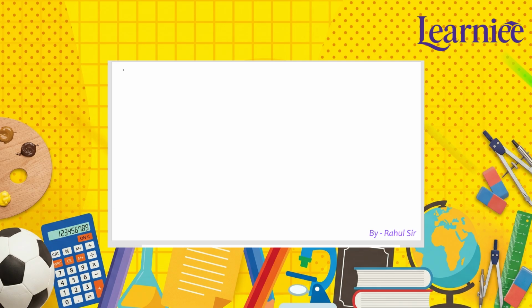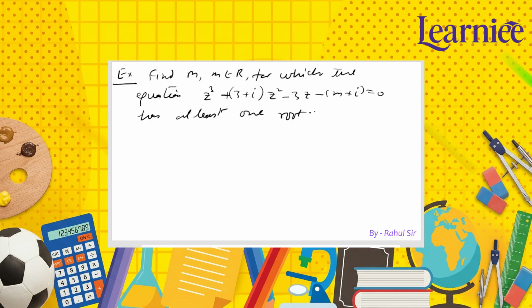So this is how we take the square root, using the concept of polynomial. Let's take some very good examples of the polynomial, and that will help you to solve some of the problems. Okay, so let's say we have this question.